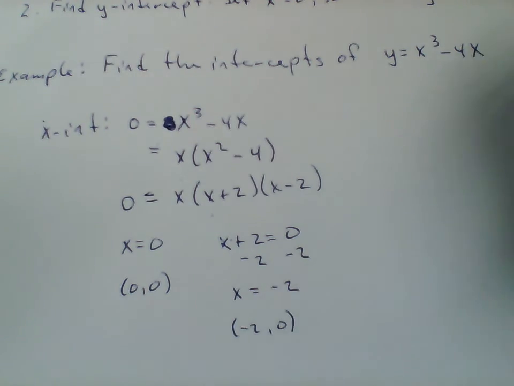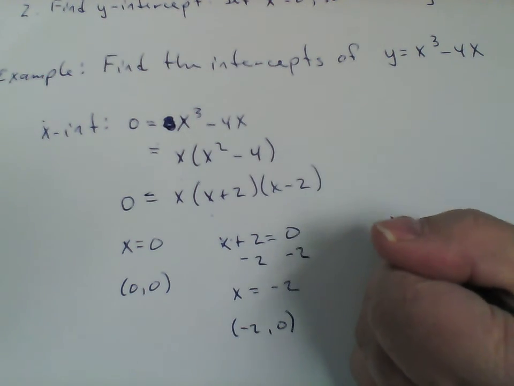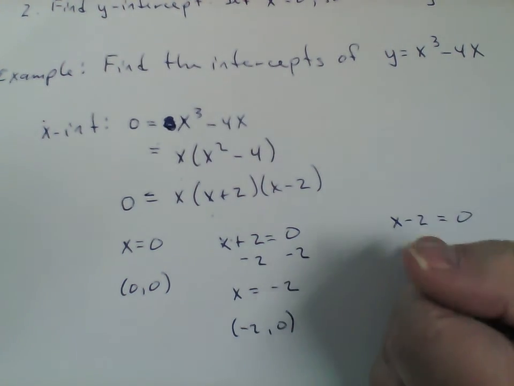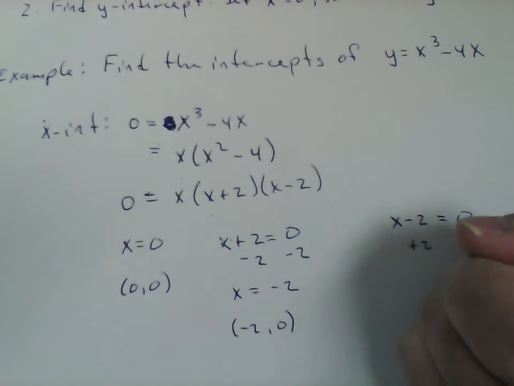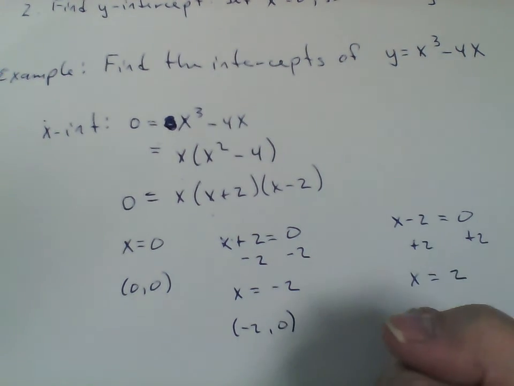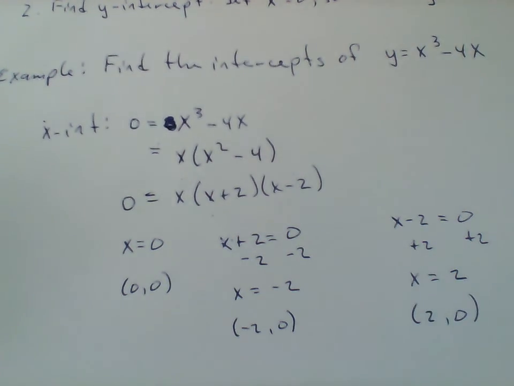We have one more, right? We have x minus 2 equals 0. So we're going to add 2 to both sides, and we will get x equals 2. So our point in this case will be (2, 0). These 3 points are all x-intercepts for the equation y equals x cubed minus 4x.